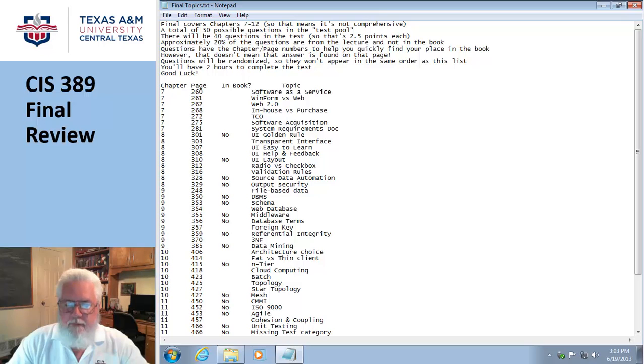The next one is source data automation. That really was in the book, but it wasn't emphasized quite the way I did it in lecture. And again, kind of a scenario-based question on when you should use source data automation, what it's for, maybe even a combination of the two, where I'll ask you, give me an example and explain why it's important.